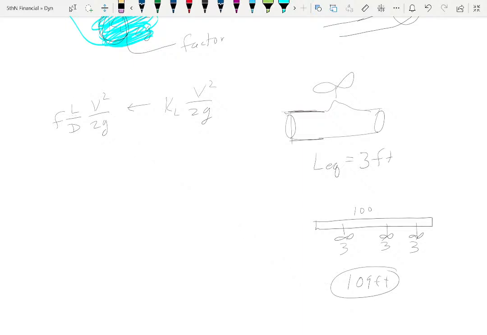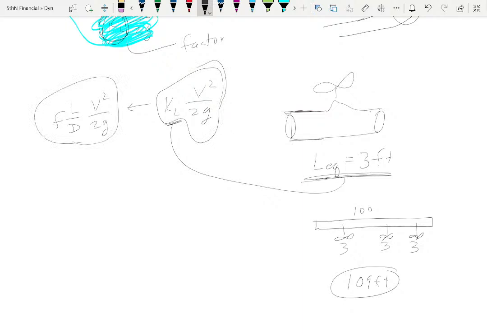Most of the time, from what I saw when I used to work in the field a little bit, I realized about 80% of the time they're giving you the equivalent length. They don't give you the K_L. So when you get a manufacturer's data sheet, they're giving you this more often than that. But in the textbook, they more often do the K_L. In the real working world, they do the equivalent length. And they're one and the same, exactly the same.